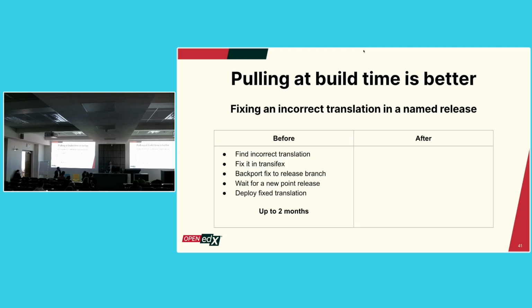So let's say that you found an incorrect translation in a named release, and you wanted to fix that. Let's say you found it like a day after that release was cut. So before, you found the incorrect translation, and then you could go into Transifex and you could fix it, and then you need to get that fix backported to the release branch, and then you need to wait for a new point release, and then after that point release is out, you could deploy that point release and finally have your new fixed translation. And if you caught this like the day after release, it could be 2 months before you actually get that one string fixed in that one place, unless you start doing some hacky stuff on your own.